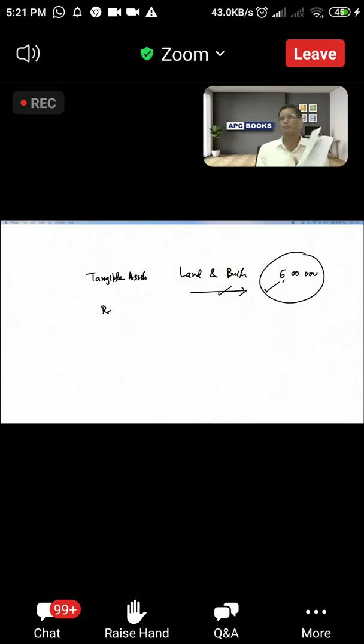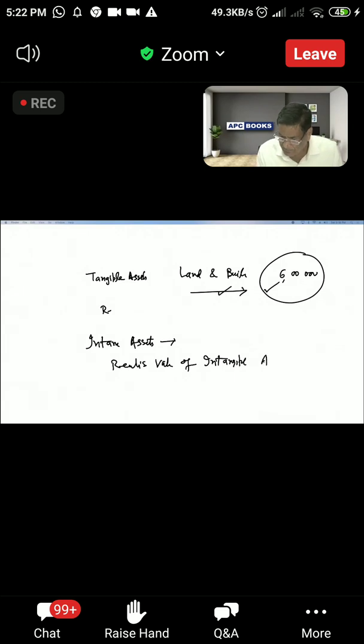But regarding intangible asset, if the realized value of an intangible asset is not given, it will be assumed that its realized value is nil.